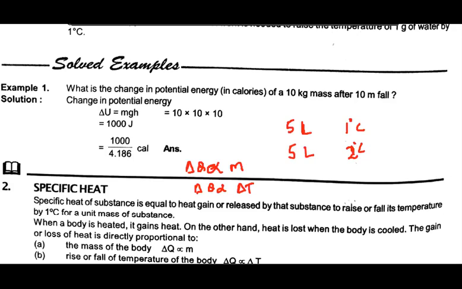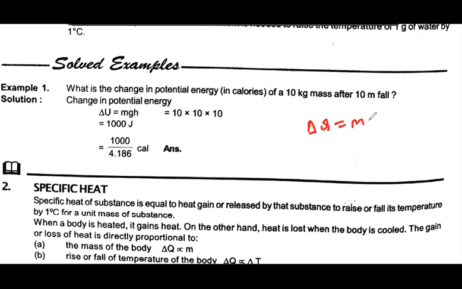So can I say that delta Q is directly proportional to M and delta Q is directly proportional to delta T? So can I write like this, delta Q is equal to M into delta T? Yes or no? Think about it.